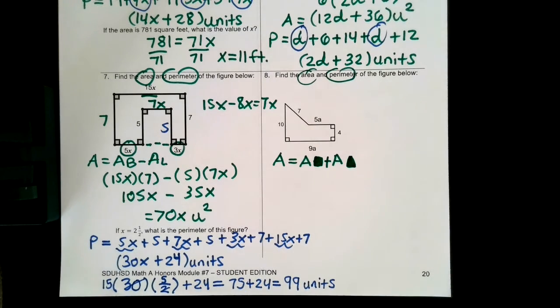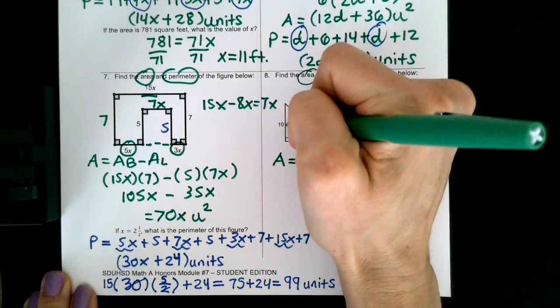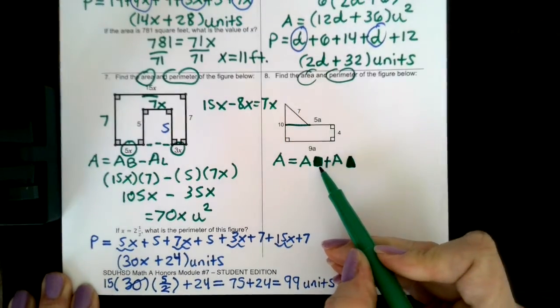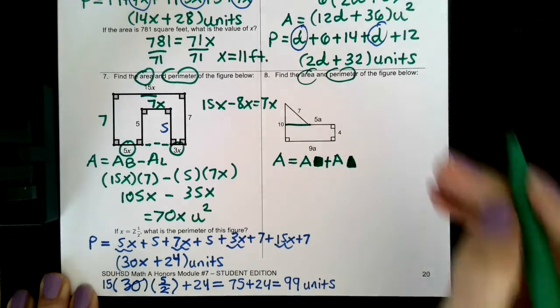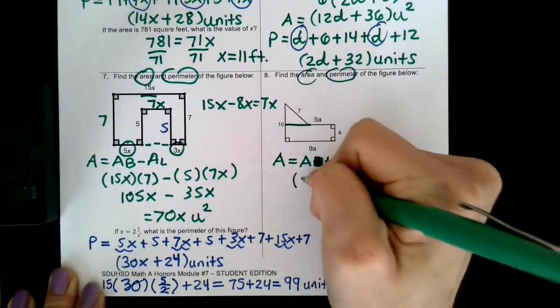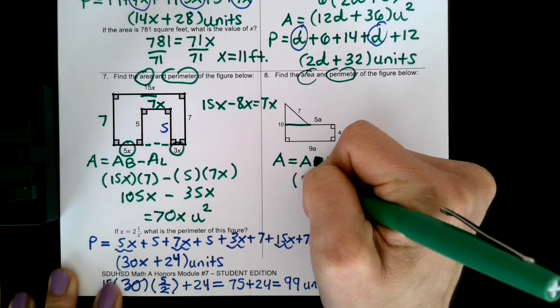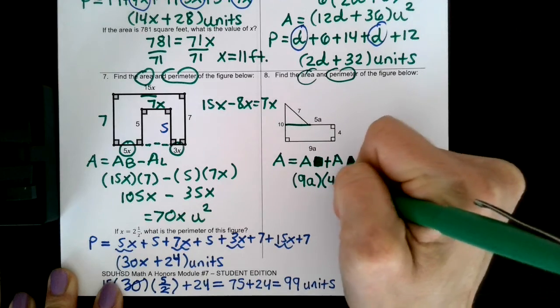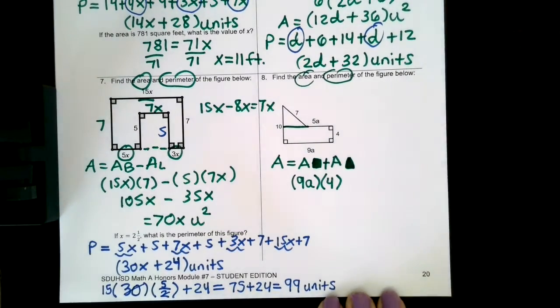All right, moving on to number 8. Find the area and perimeter of the figure below. If I use method 2 and break this up into shapes that I know, one of the shapes is a rectangle and one is a triangle. So I'm going to add them together. The area of the rectangle is 9a times 4. And the area of the triangle does have some missing measurements.